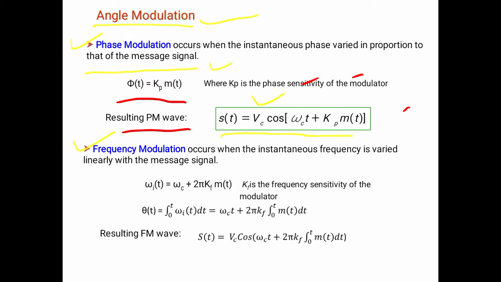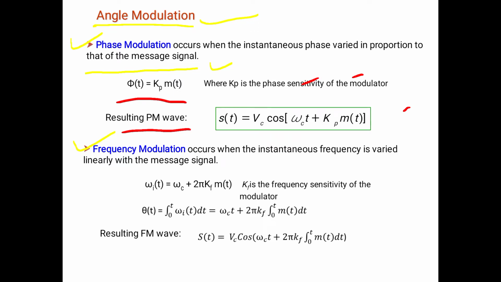Here Vc is the amplitude of the carrier signal, omega c is the frequency of the carrier signal, and kp into m of t is the instantaneous phase value. This means the phase of the carrier is changing instantaneously with respect to the message signal amplitude. Observe, this one is the modulated waveform, or modulated mathematical representation, for phase modulation.